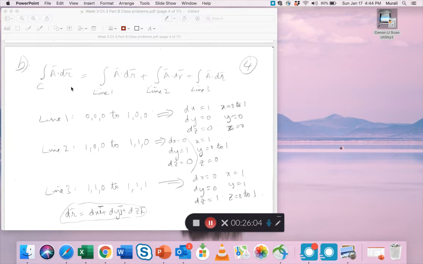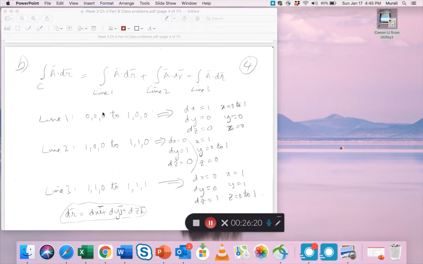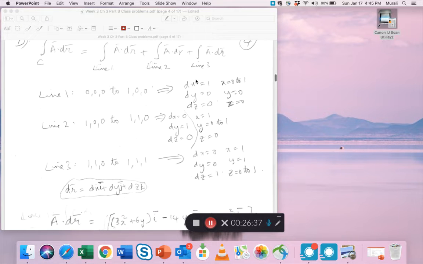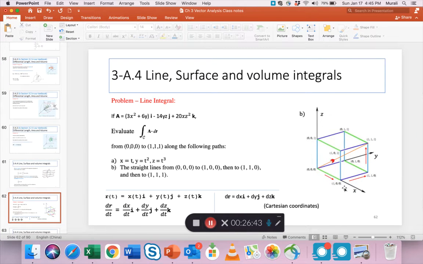Part B, now we have 3 sections of travel, right? Like I showed you here, there is section line 1, line 2, line 3. So for each of these sections of travel, you have to define certain values so that you can then apply the equation, a dr, which actually consists now of 3 integrals, each for each section, line 1, line 2, line 3.